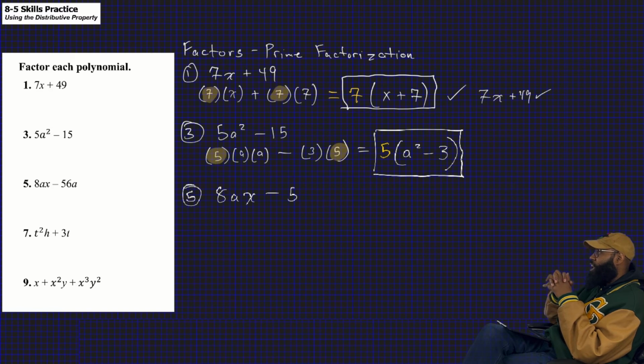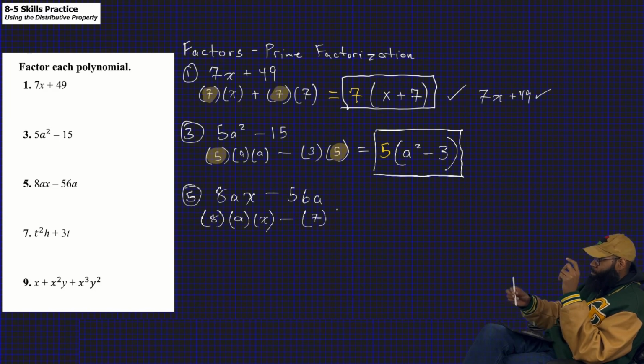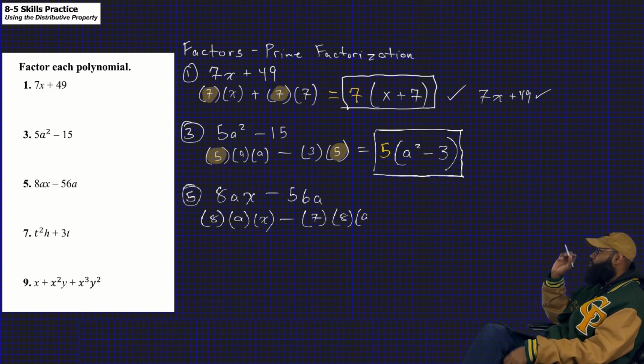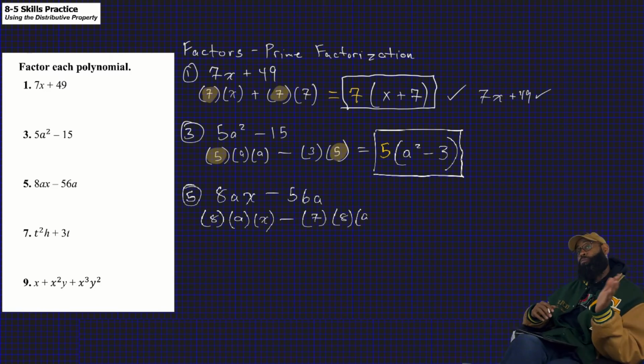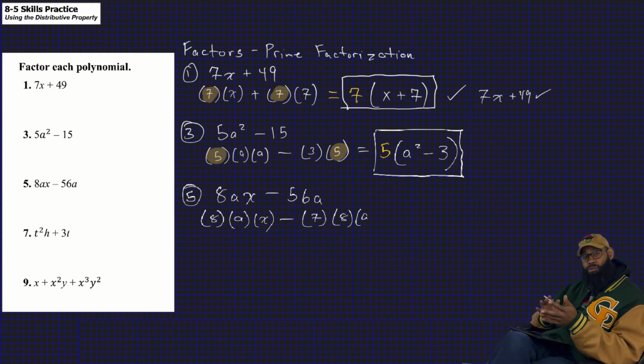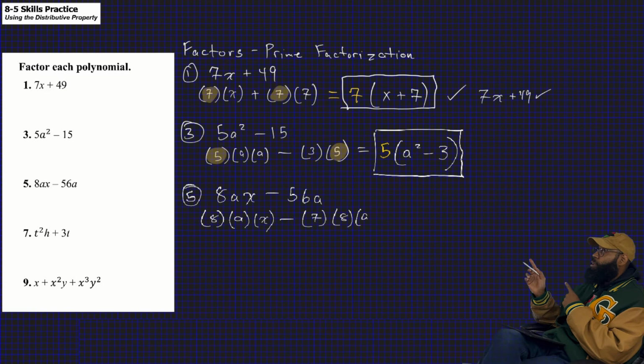So, number 5, 8ax minus 56a. Same routine, guys. 8 times x times a. Now, I'm going to get a pause here. The reason why I'm going to pause is I want you to recognize, well, let's go a little bit further. And then I'll pause. I want you to find what I mean by prime factorization. Number 5 is not prime factorization. 8 can be factored more. What goes into 8? 2, 4. So I could break down that 8 to 2 times 2 times 2 times a times x.